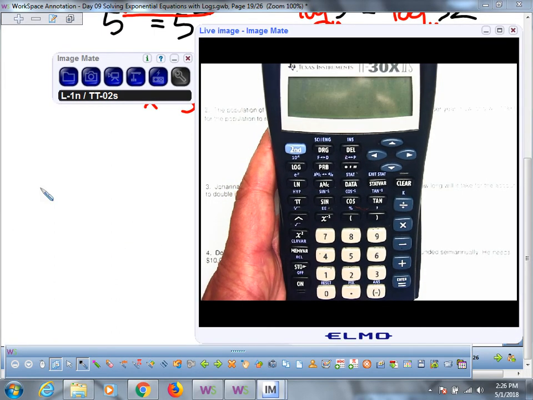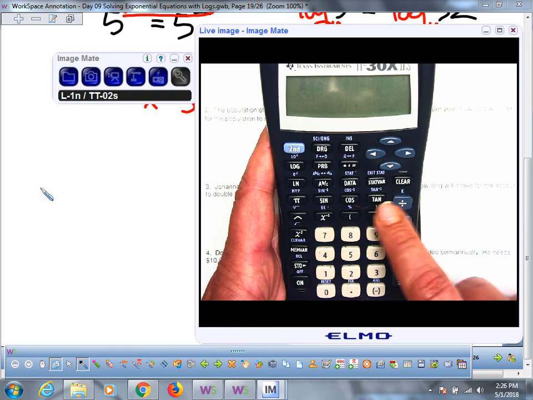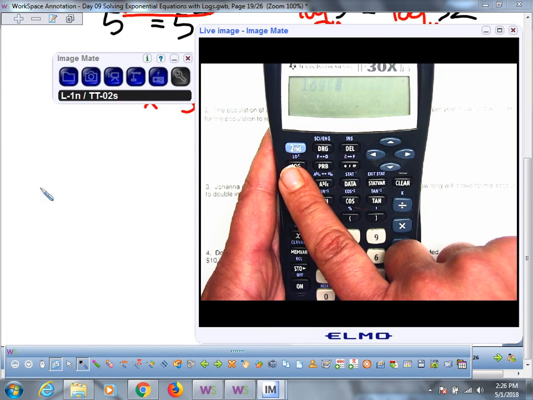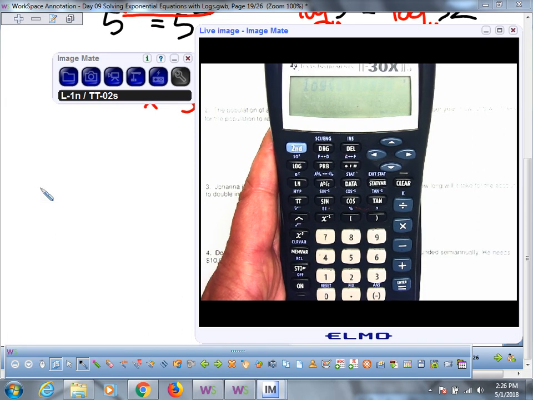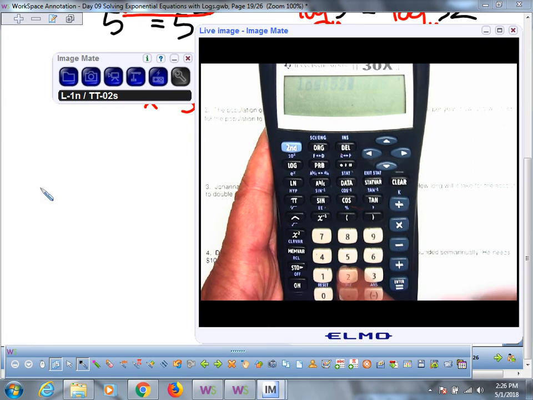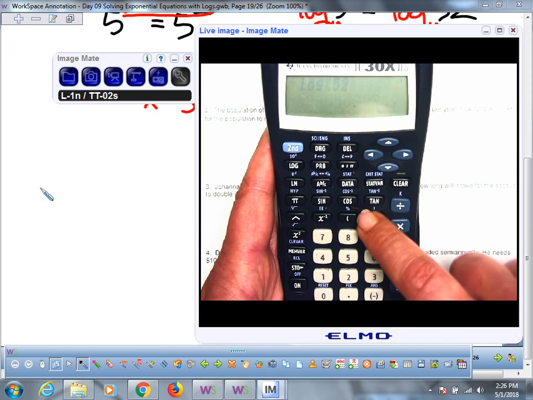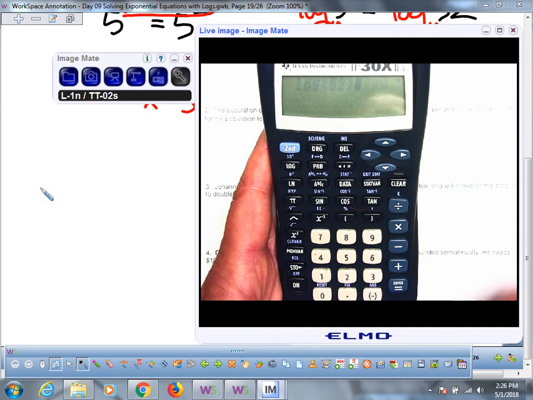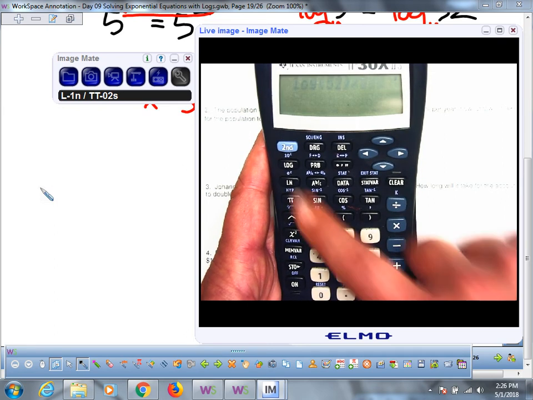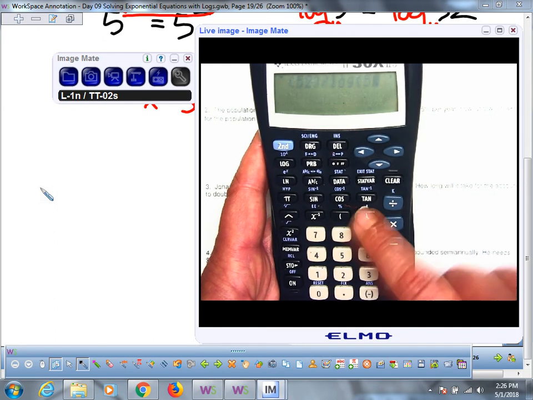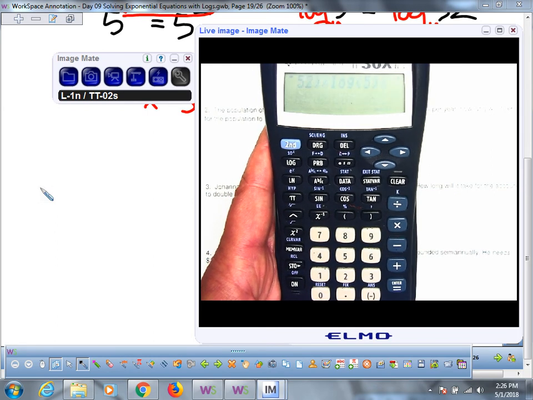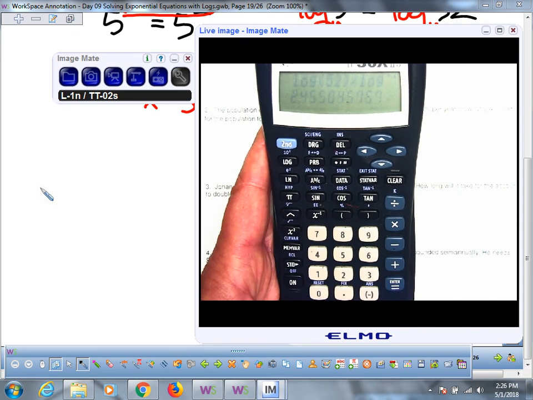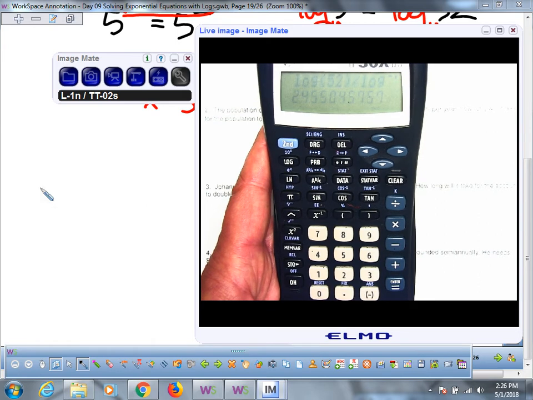Okay, so I'm going to put in log. Do you see that I get log parenthesis, log 52, end parenthesis? That's super important. You have to put the parentheses. Divided by log again, 5, end parenthesis, equals 2.455.